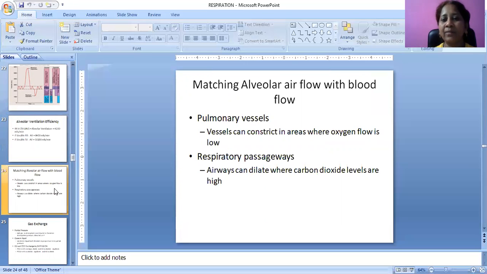Matching alveolar airflow with blood flow. Pulmonary vessels can constrict in areas where oxygen flow is low. Respiratory passageways: airways can dilate where carbon dioxide levels are high.